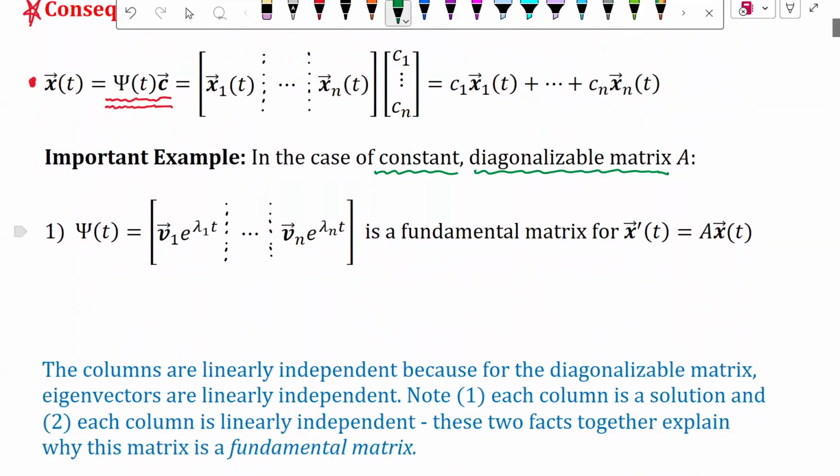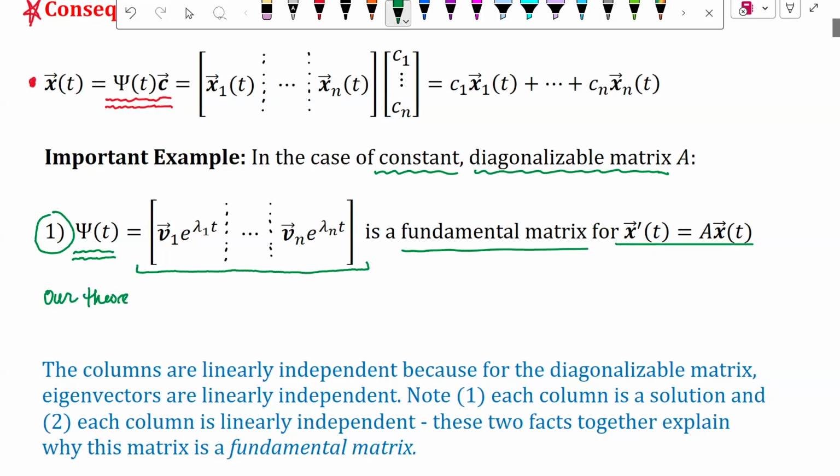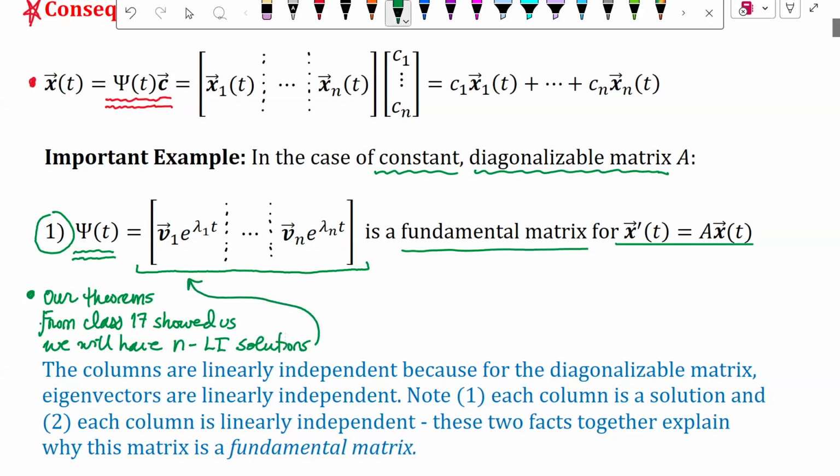Now let's look at this special case of a matrix A that is constant and diagonalizable. In that case, we already know one possible matrix psi. It is in fact the matrix whose columns are made up of each eigenvector with e to its associated eigenvalue t. That makes a fundamental matrix for the ODE system x prime equals Ax. Remember, our existence and uniqueness theorems from class 17 showed us that we can expect to have n linearly independent solutions, and each column of this matrix is in fact one of the n linearly independent solutions to the system.